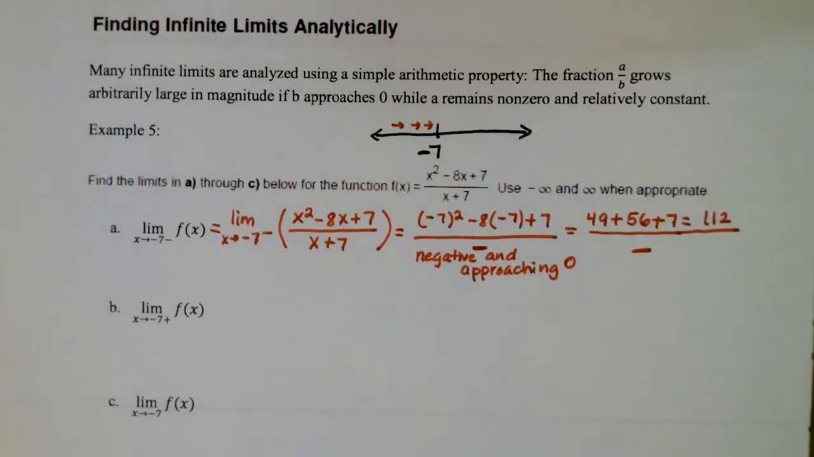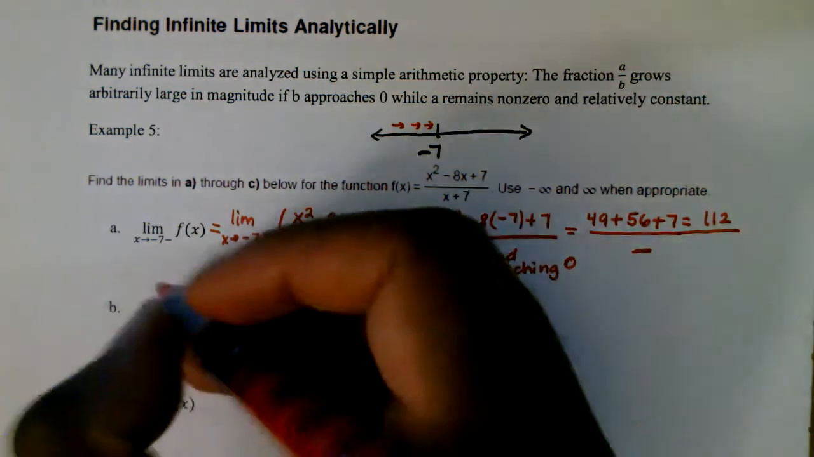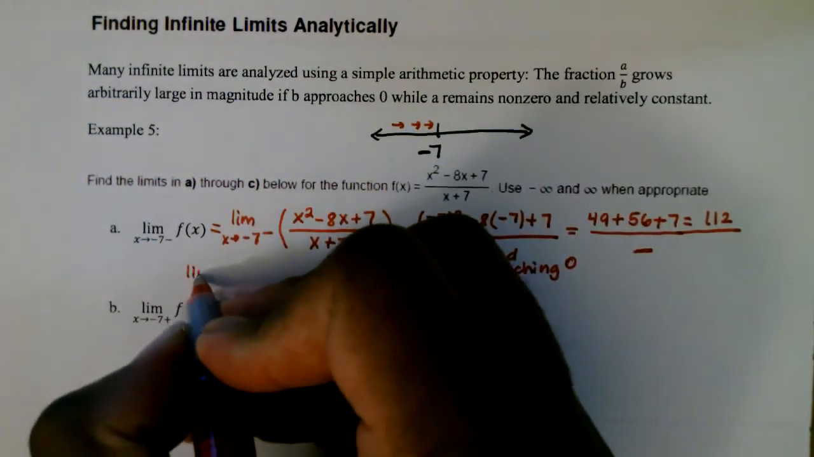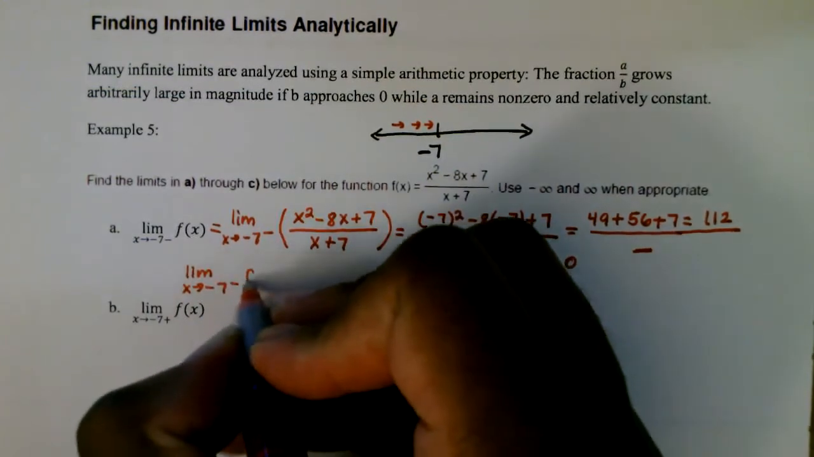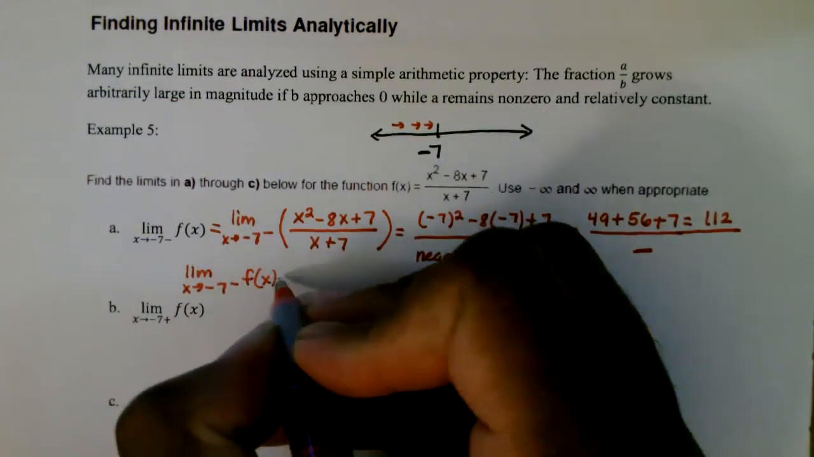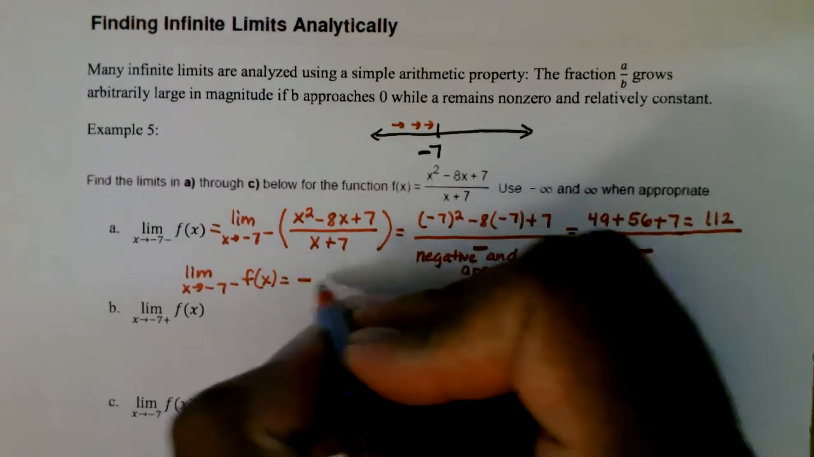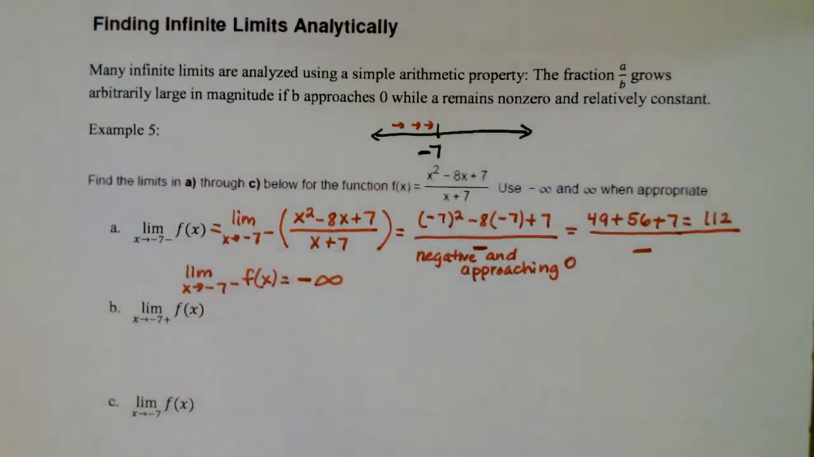Okay. It's negative, but it's going to be approaching 0. So that means if I take the limit as x approaches -7 from the left of that function f of x, it's going to get to -infinity, because the denominator will be negative, but it will be getting closer and closer to 0 if we go negative.